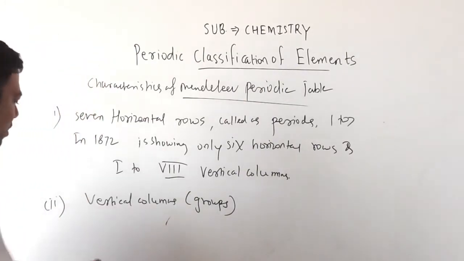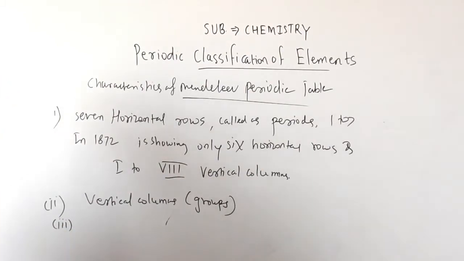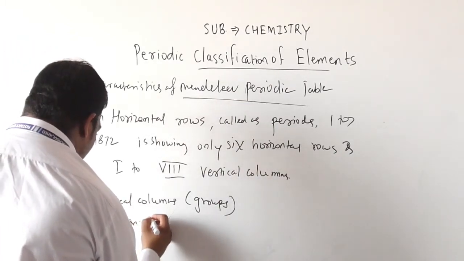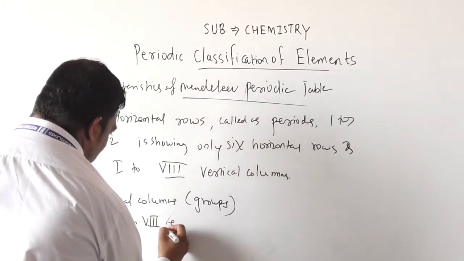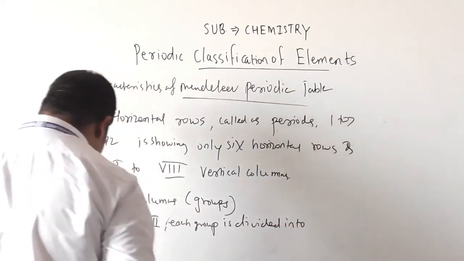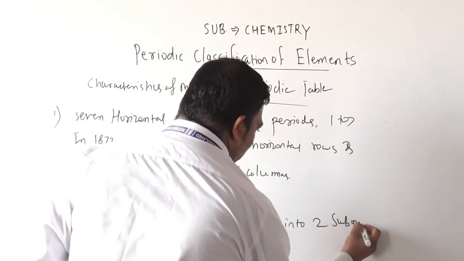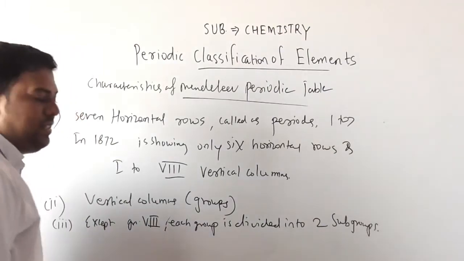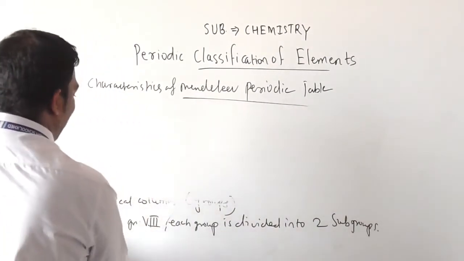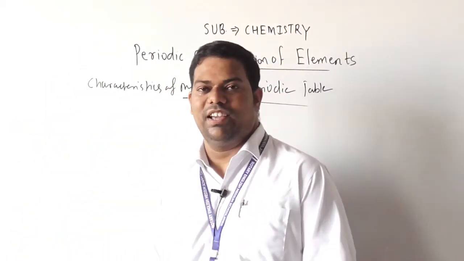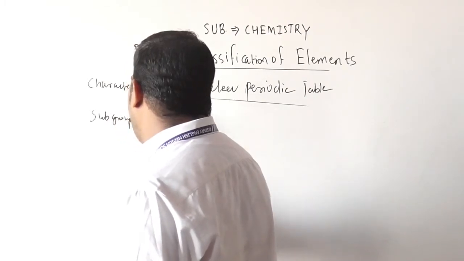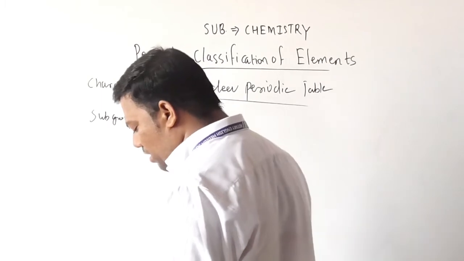Now third, we can write: except group 8, each group is divided into 2 subgroups. Those subgroups are designated as capital A and capital B, subgroup A and subgroup B. In subgroup A, we have the normal or representative elements.